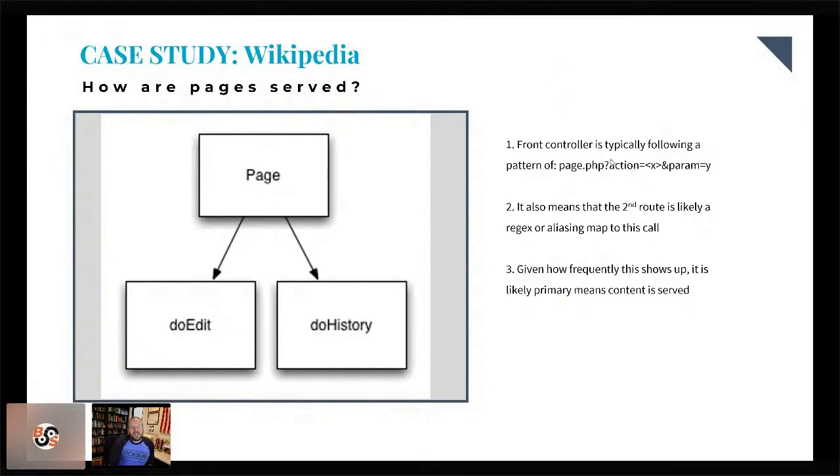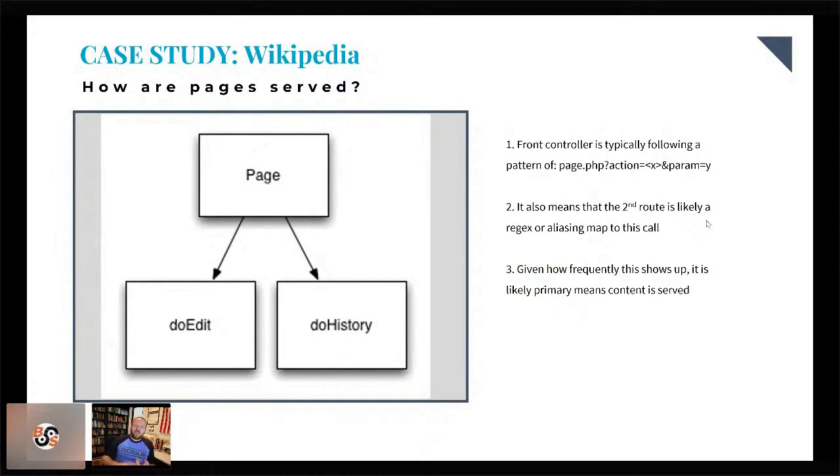And so you're going to have the page, right, the action that you're going to call, and then the parameters that get passed into it, basically the way that you would control variables of it. We also know that because it's supporting this index.php piece, the second call is most likely some sort of regular expression or alias map to that call, meaning that whether at the service layer, the server layer, or on an app tier layer, there's some sort of routing mechanism in between that says, hey, when you request something that looks like this, what I really want you to do is map it back to this index.php page.